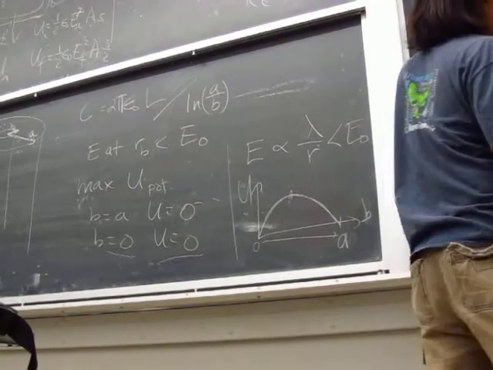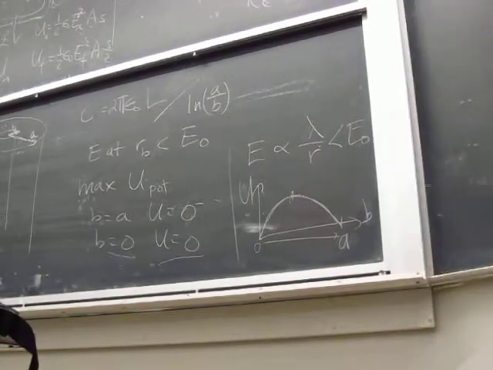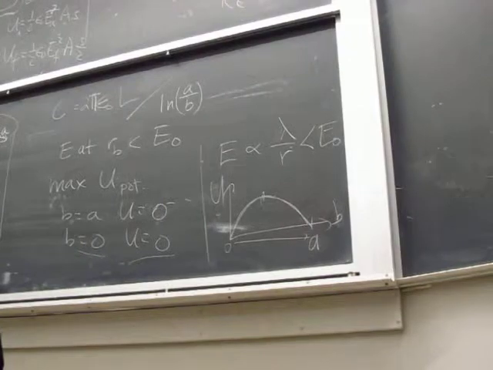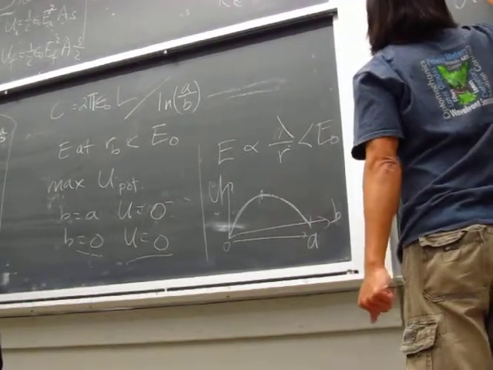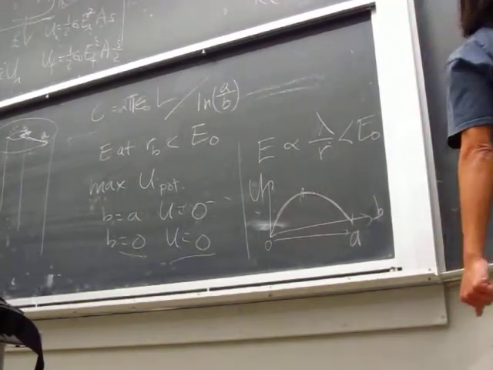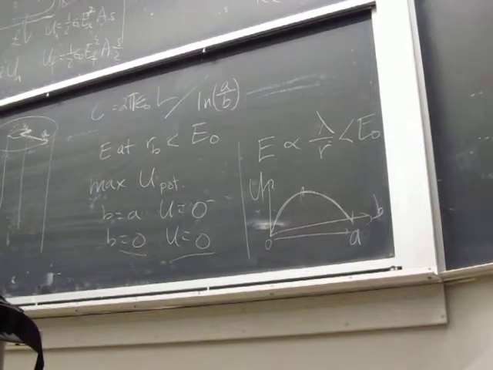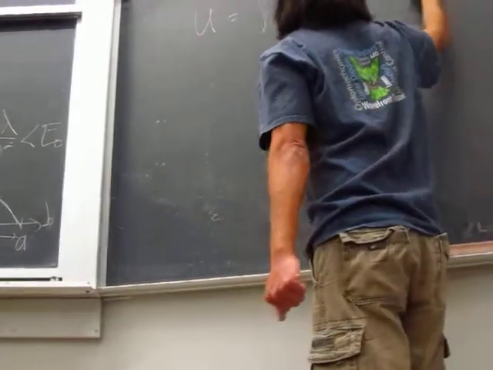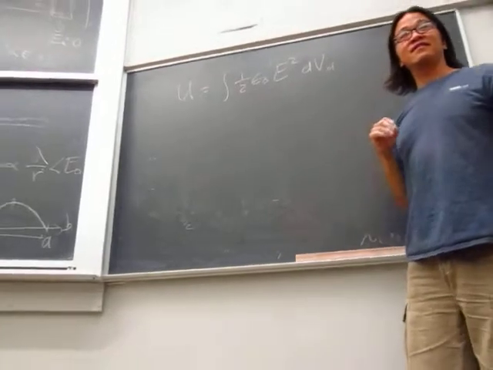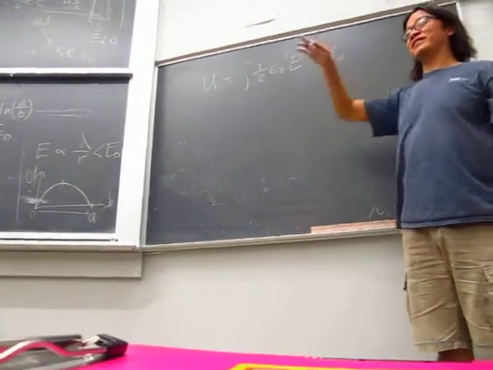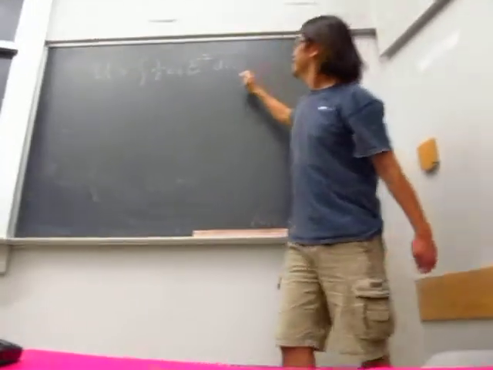So there are many ways to do this problem, not many, at least two. You can find the energy the same way, 1/2 epsilon naught E squared times volume. Okay, I'm starting to write in volume as an application suggestion.